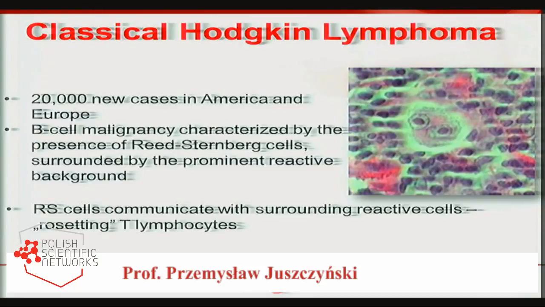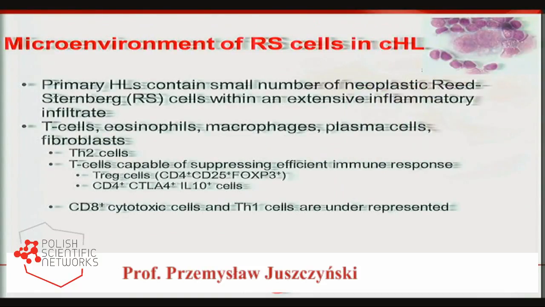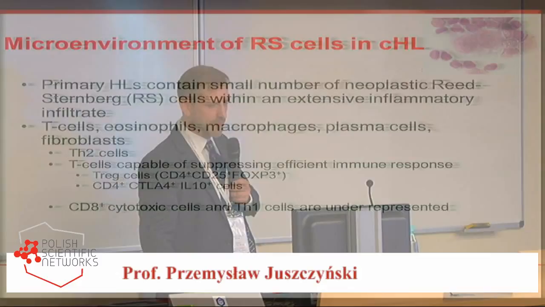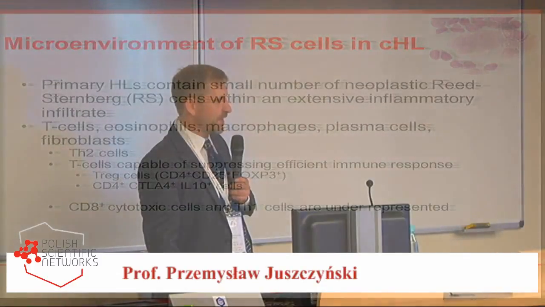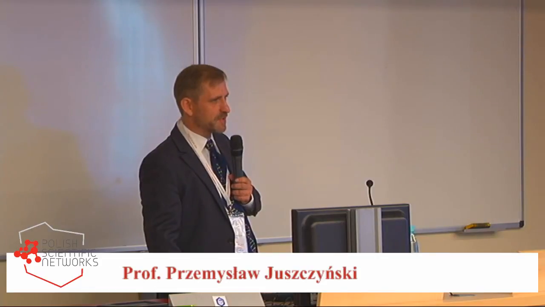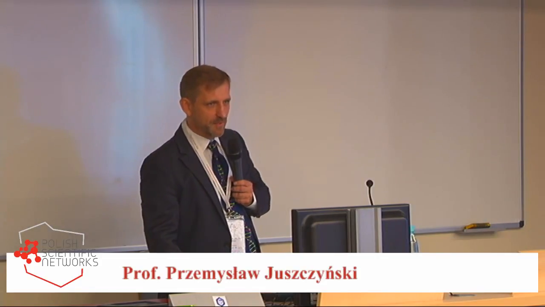So if you look more carefully at the microenvironment composition, there are T cells, as I said, eosinophils, macrophages, plasma cells, fibroblasts, but within the T cell compartment, some subpopulations of T cells are overrepresented and some are underrepresented.